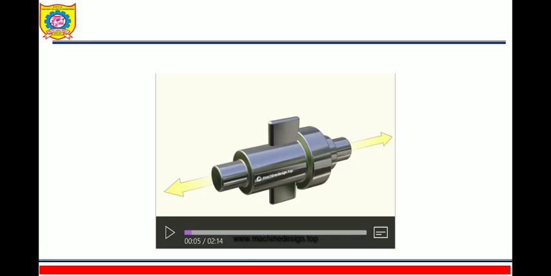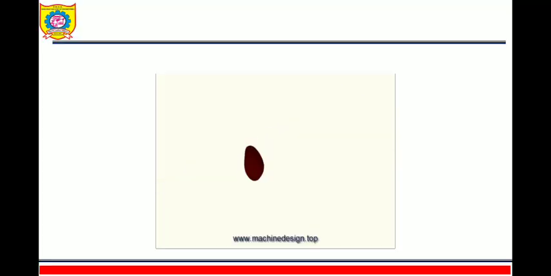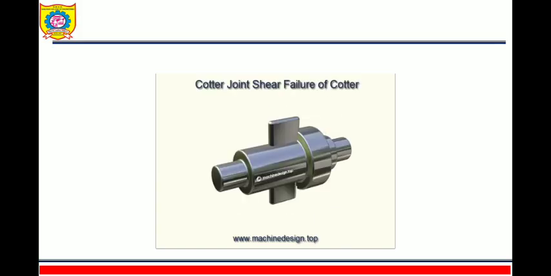Let's play this video. The first one is failure of the rod. How the failure of the rod takes place, that we'll see. Force is acting on the rod, and this red one is the failure area. So stress will be force upon area. d is the diameter, so P is equal to pi by 4 d square into sigma t.